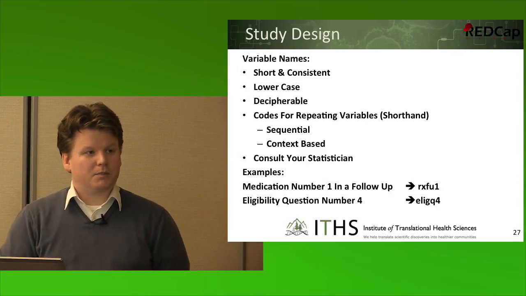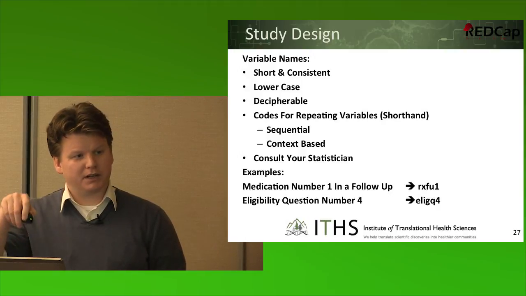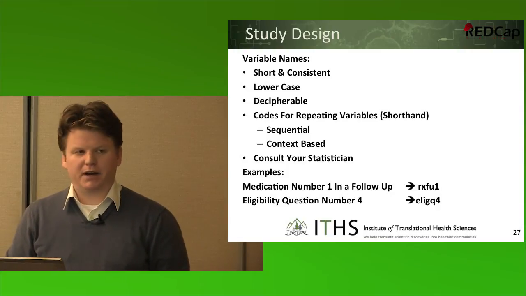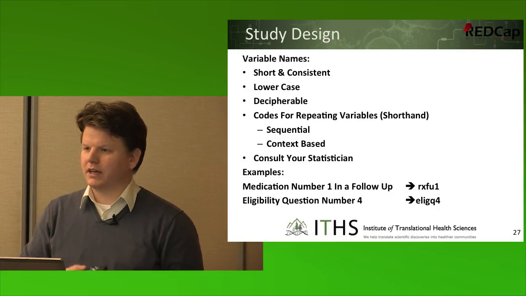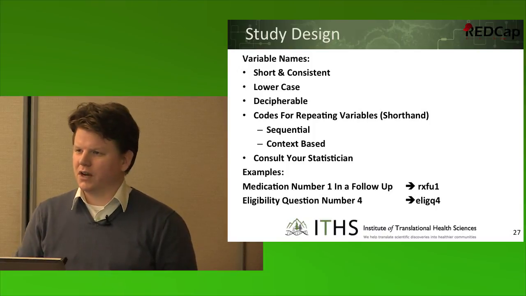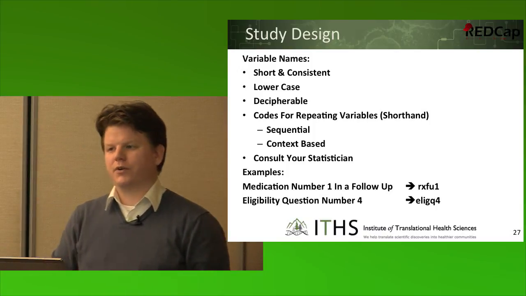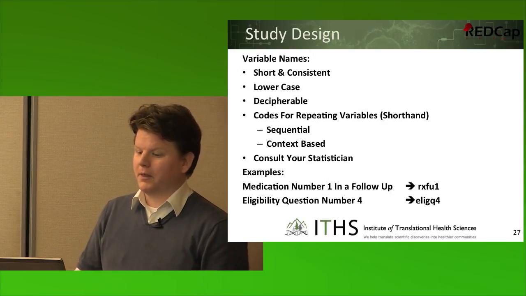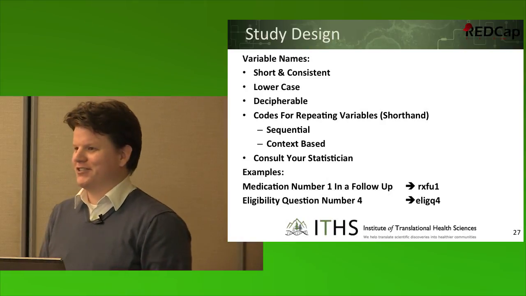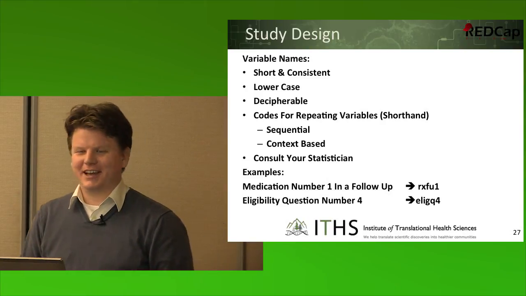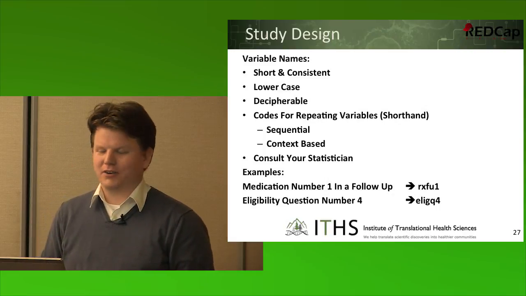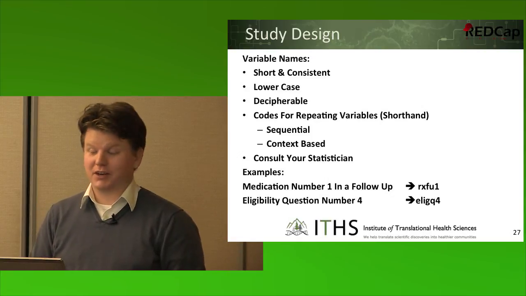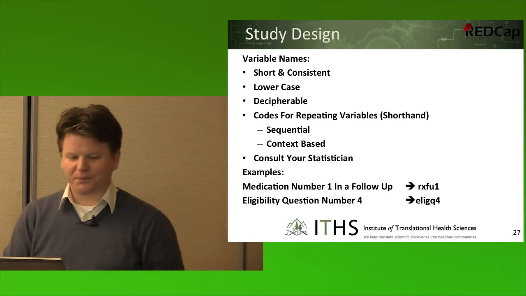That's one example. Similarly, for eligibility question number 4, Elig is usually enough to identify it. Q4, question 4. So that's, when you think about it, relatively easy to decipher for people. However, if you find it hard to create these shorthand codes, contact your statistician or somebody who's done this before. Trust me on this, all statisticians have preferences on this one. They have their own little coding systems or their own little preferences from how they got taught to create variable names. So if you want to keep them happy, consult them before you start creating those.